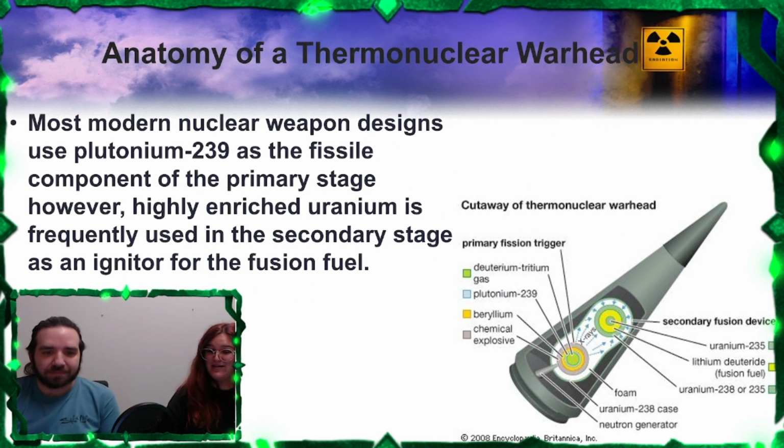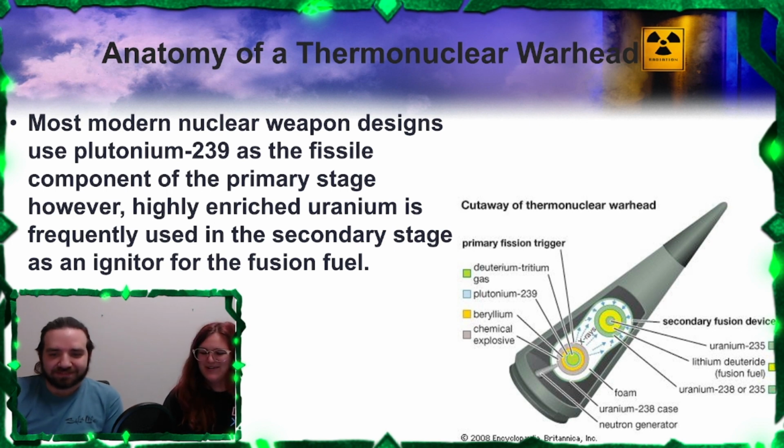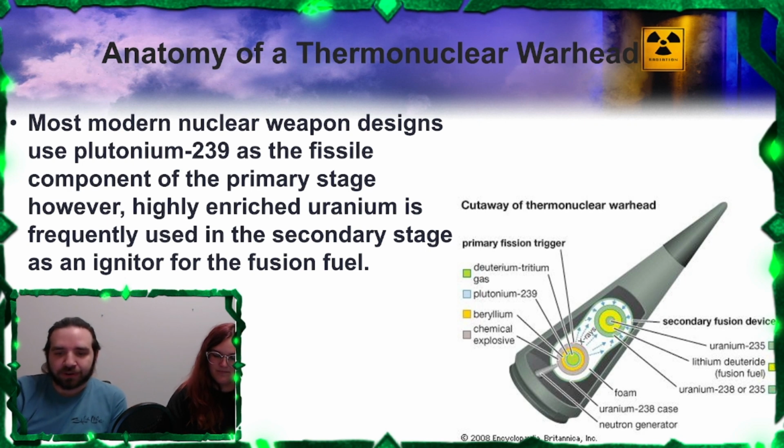So, we actually have the anatomy of a thermonuclear warhead, just for fun. In case you needed it. Most use plutonium 239 as the fissile component of the primary stage, but they also frequently use highly enriched uranium for the secondary stage, to make sure you can do the damage that you really need to. So here we have a diagram of the warhead. At the very front of the warhead, you have the uranium 235, which is the secondary stage. But in the very back, we have the plutonium 239, which is the major big boom that you see.